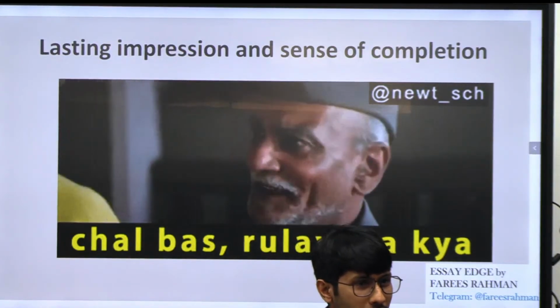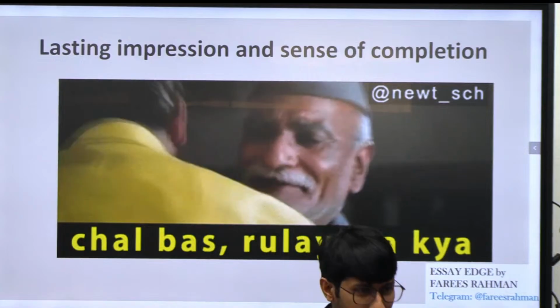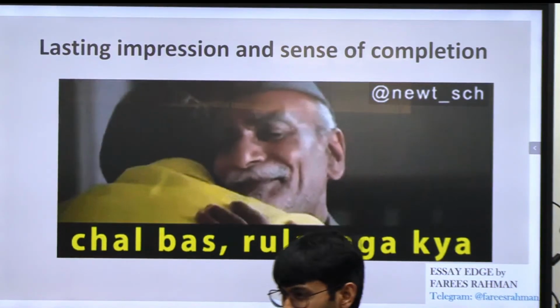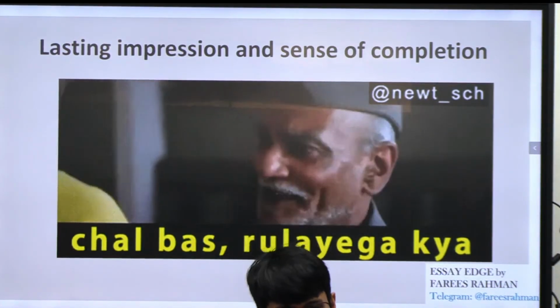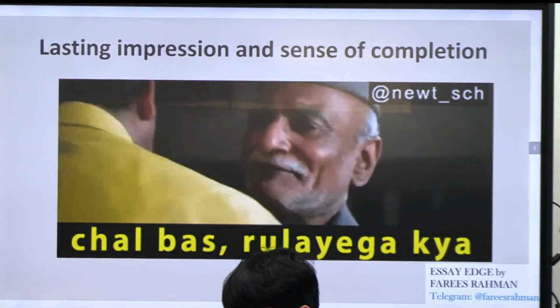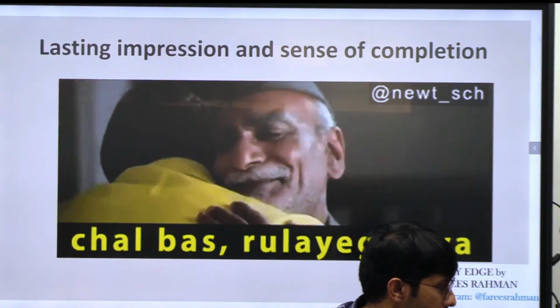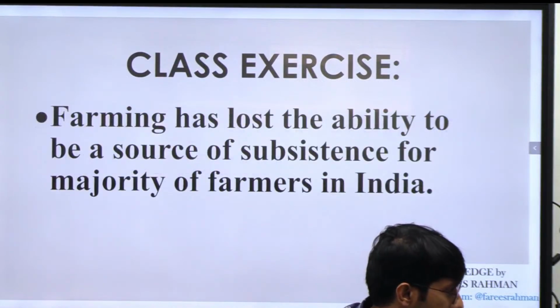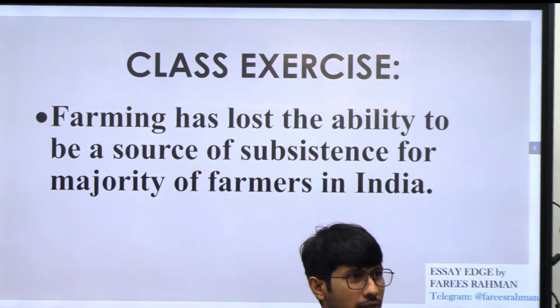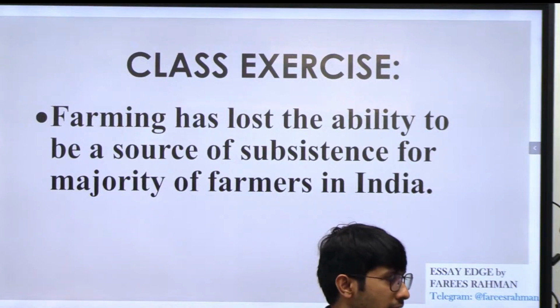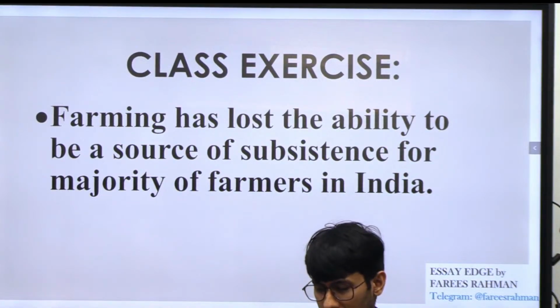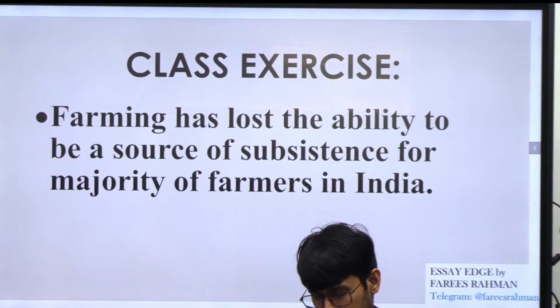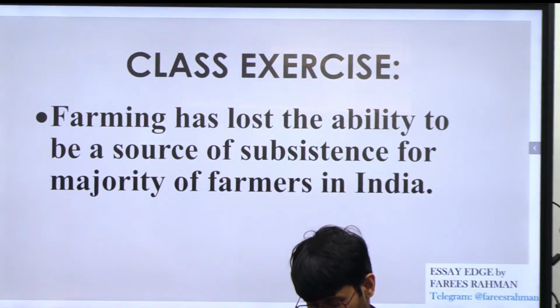And then we'll do one for a technical topic. Or we'll first start with a technical topic and come back to a happy topic. Okay. Which technical topic? Agriculture one we are doing, right? So yeah, farming has lost its ability. So insights for future, one paragraph of lasting impression and sense of completion. Take 10 minutes. Time starts now.